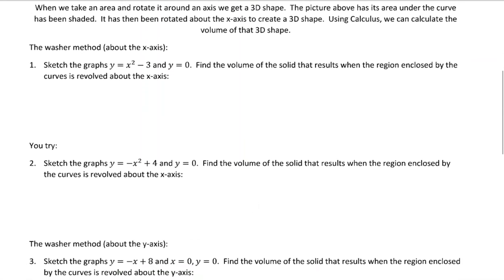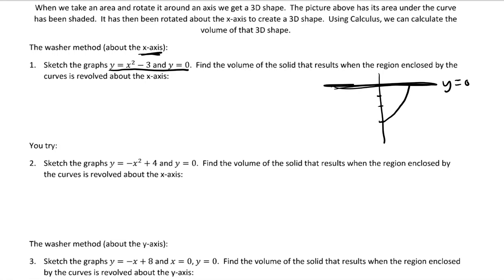Alright, so question one. Washer method, this one is going to be about the x-axis. We're going to rotate it over the x-axis. So let's try to sketch this graph. Here's y equals 0, and x squared minus 3 would be a parabola shifted down 3. The area under the curve there is that, and the points of intersection, where x squared minus 3 equals 0, would be at negative square root of 3 and positive square root of 3.